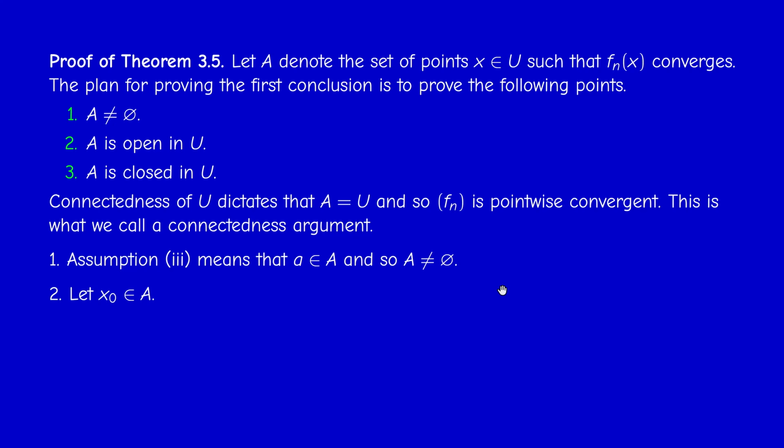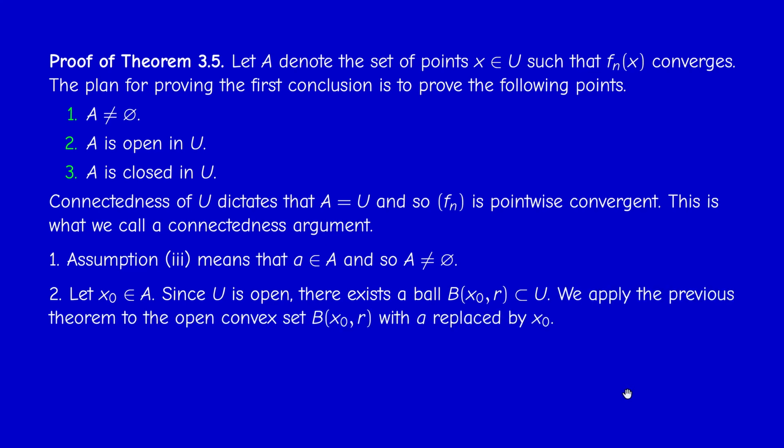Now, how to prove that capital A is open? We take an arbitrary point x0 in A, and we find a ball of center x0 totally contained in A. So this is the definition. Of course A is in capital U, so x0 is in capital U, and since U is open, we can find a ball of center x0 and radius r totally contained in U.